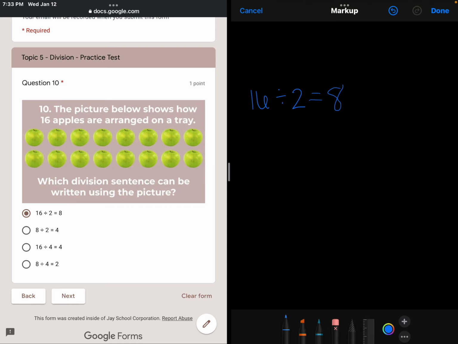Now, one thing I want to tell you guys, if this helps you, it kind of always helps me. If I'm trying to solve something like this, it says which division sentence can be written using the picture. Don't even look at the question or the answers, okay? If it's a problem like this, whenever you're required to show how you solved, don't look at the answers. Write what you think down and then look at the answers and see if anything matches. That has always helped me because then I know if I get the right answer, I'm going to find it, right? Okay, so 16 divided by 2, 16 total pieces divided into 2 rows equals 8 in each row.